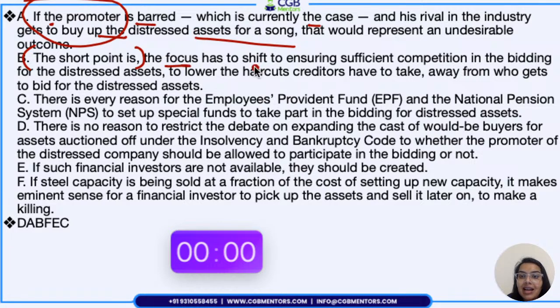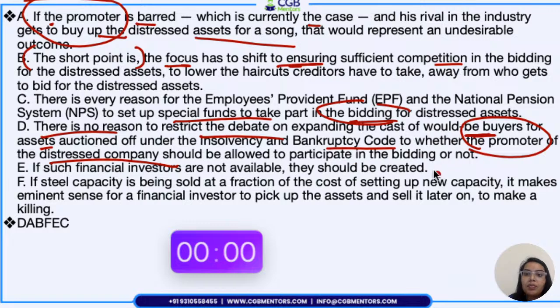The focus has to shift to ensuring sufficient competition in the bidding for the distressed assets. Okay, so focus has to shift to something else. सोचते हैं. There is every reason for EPF and NPS to set up special funds to take part in the bidding. In the bidding, that means bidding का कहीं opening होना चाहिए. There is no reason to restrict the debate for expanding the cast of would-be buyers for assets auctioned off under insolvency and bankruptcy code to whether the promoter of distressed company should be allowed to participate.